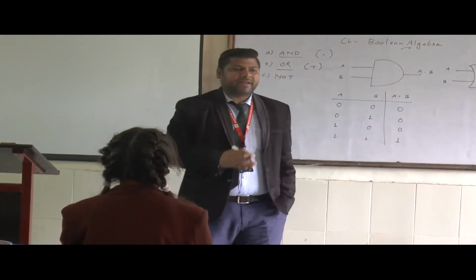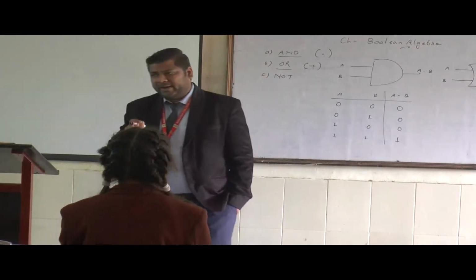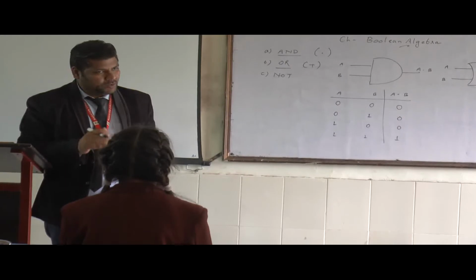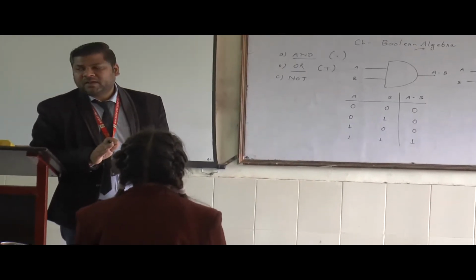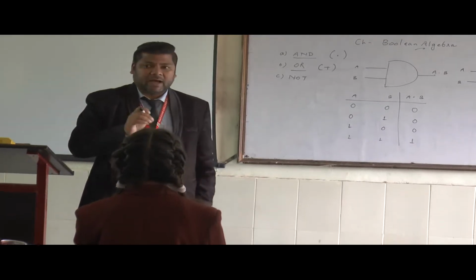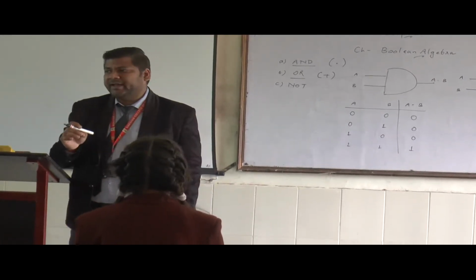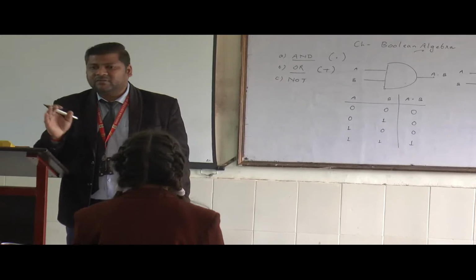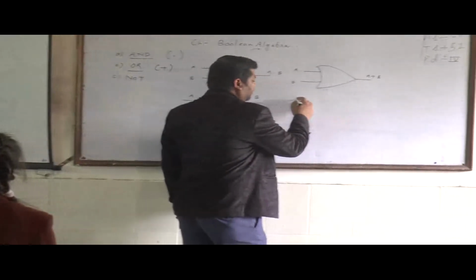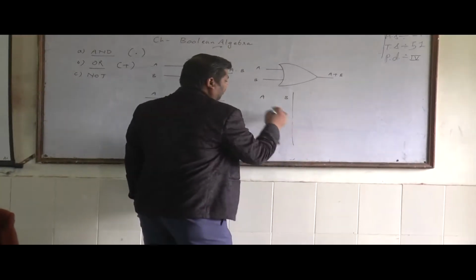In the case of the OR gate, what will happen? It is a binary gate which acts on 2 or more input signals but produces a single output signal. The output will be 1 if any one input is high. If any one input is high, then the output will be 1. Otherwise, 0 will be generated. Now look at the truth table of the OR gate.